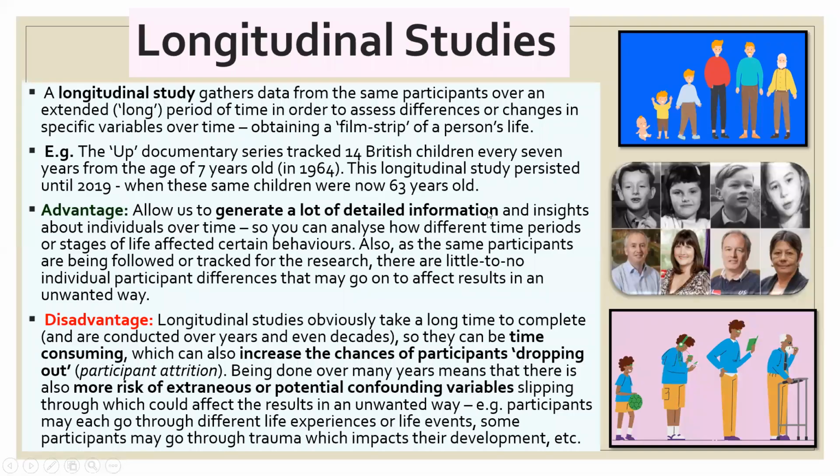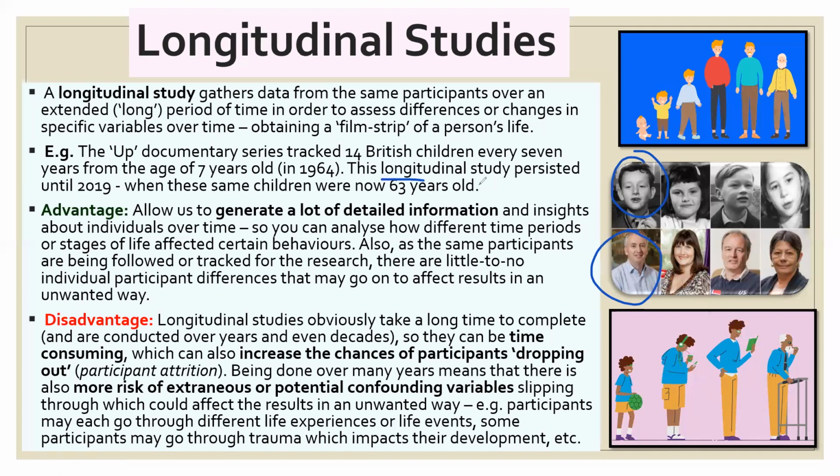When we look at longitudinal studies, they gather data from the same participants over a long period of time. If you remember the 7 Up series, it tracks a bunch of British children from the age of 7, I think every 7 years. They started at 7, then were tracked again at 14, again at 21, until they reached about 63 years of age. You can see this is the boy when he's 7 years old, and when he's 63, that's what he kind of looks like, and the same with the others.